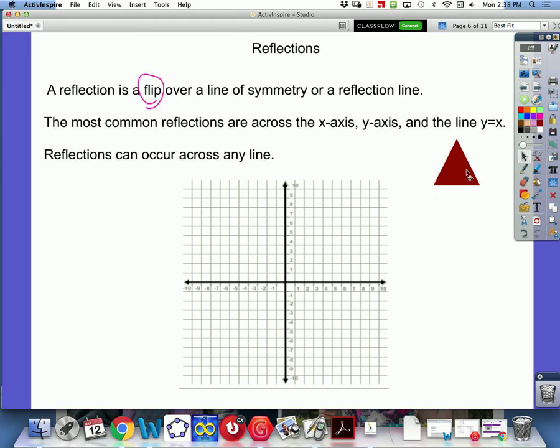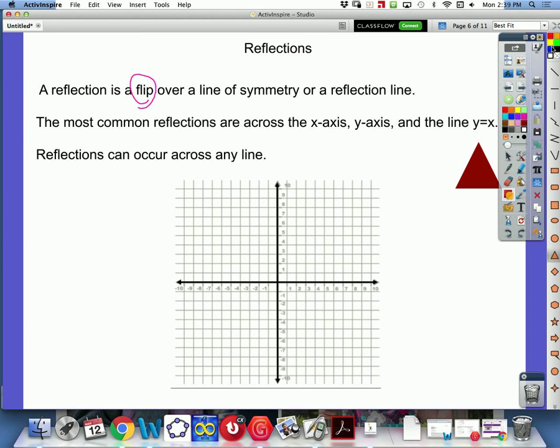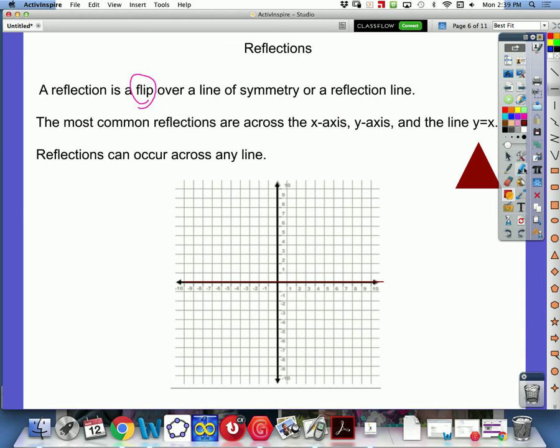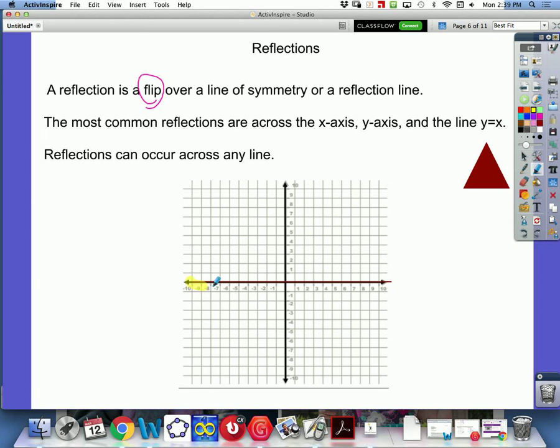Now, when you are reflecting a shape, you can technically reflect a shape over any line. The most common lines that they're going to give you is they may tell you to reflect across the x-axis, which is right here. Maybe make that bigger. So across the x-axis, or they may ask you to reflect over the y-axis. So here's your y-axis.